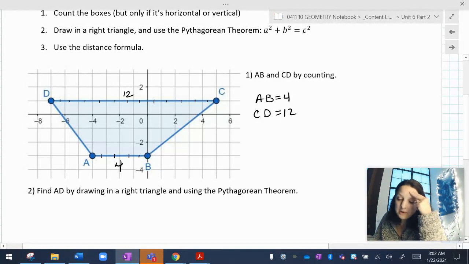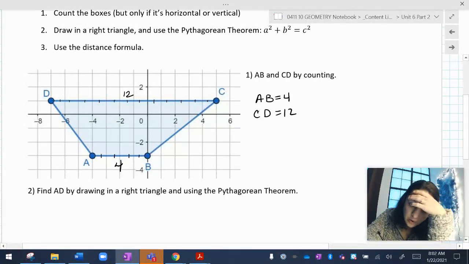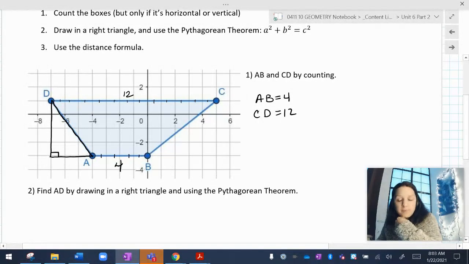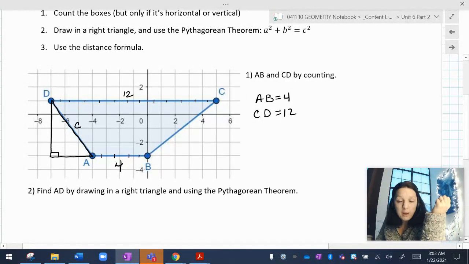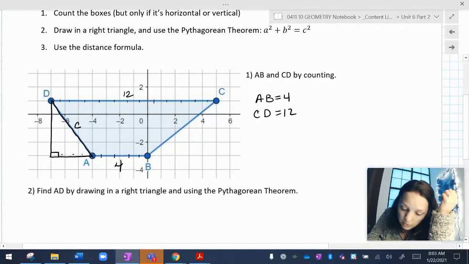All right, number 2. Find AD by drawing in a right triangle and using the Pythagorean Theorem. Okay, so AD is this slanty line right here, so I can't count it. But what I'm telling you is what we can do is draw a right triangle right here on the graph and say, all right, this would be side c, the hypotenuse, and I don't know what that is, but I know that the legs are 1, 2, 3, and 1, 2, 3, 4.